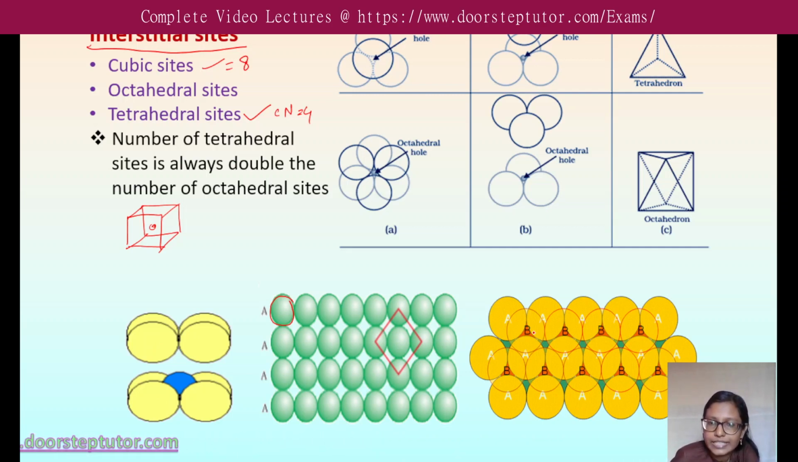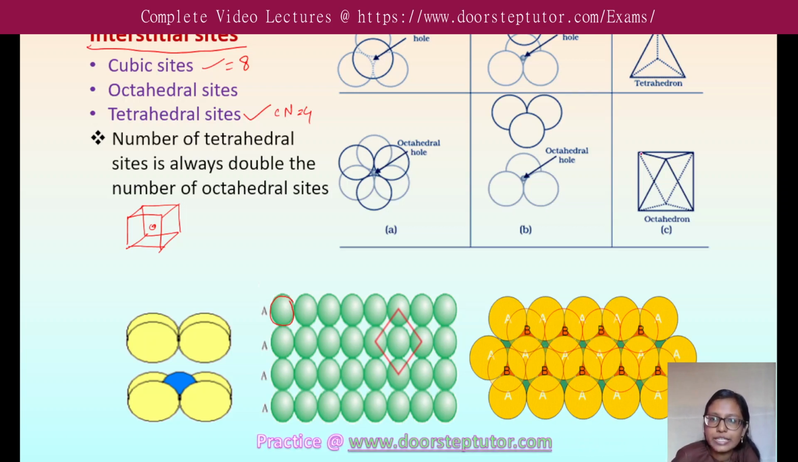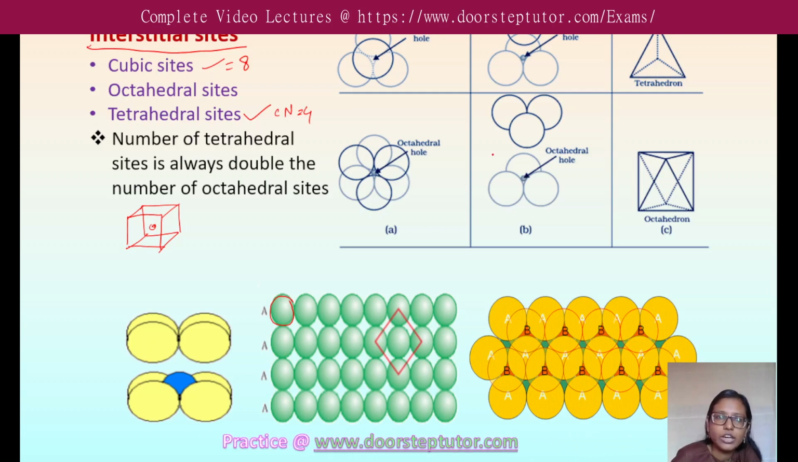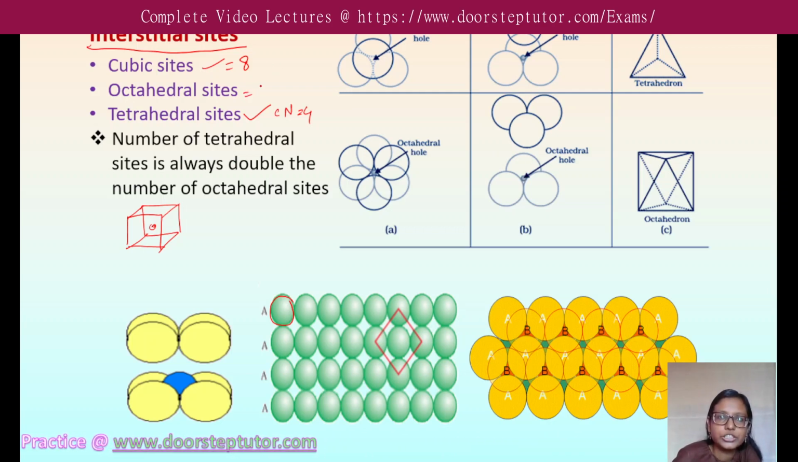After placing the second layer of atoms, shown by the atoms B, this green color space will be left. That is the octahedral site. When we place the atoms at the vertices of an octahedron, the space that remains in between is known as the octahedral site. Here also this is the first layer, and on top of that the second layer is placed, and the space left in between is the octahedral hole. Here the coordination number is 6; you can see 6 atoms.